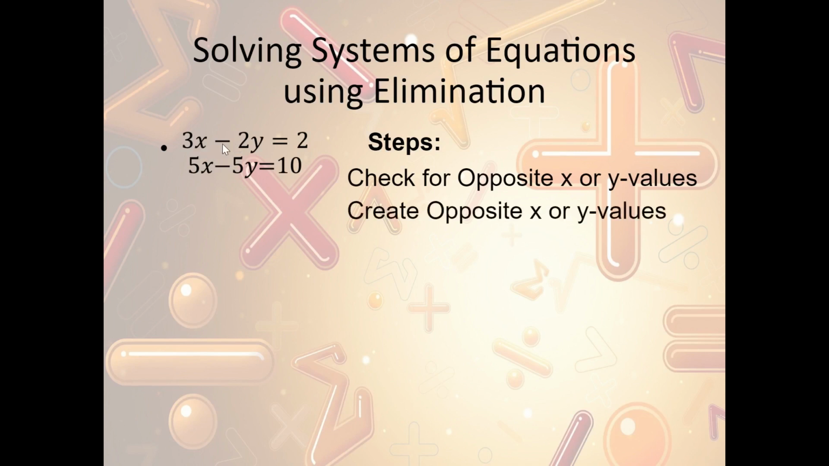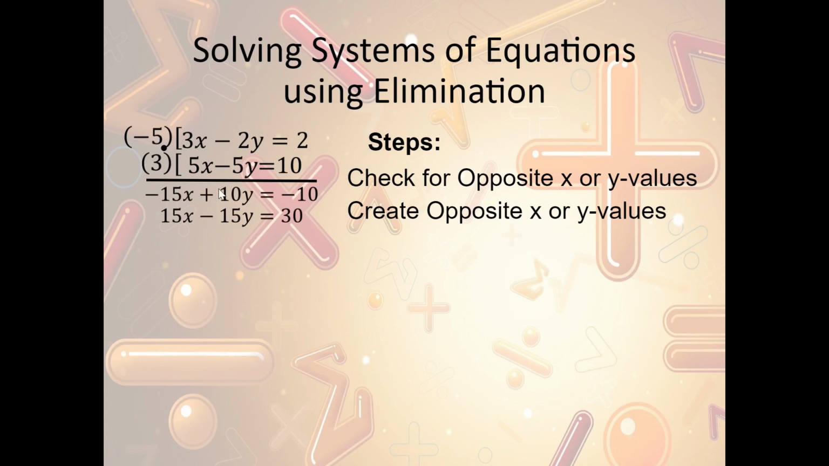Again, I can pick the x's or the y's, it doesn't matter. I'm going to go ahead and choose my x values. So I'm going to multiply this one by -5, and this one here by 3. So that gives me -15x and +15x. Now I can just go ahead and multiply.